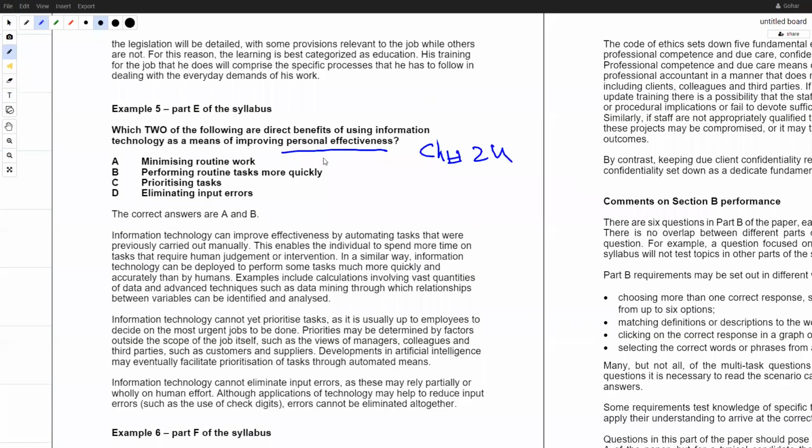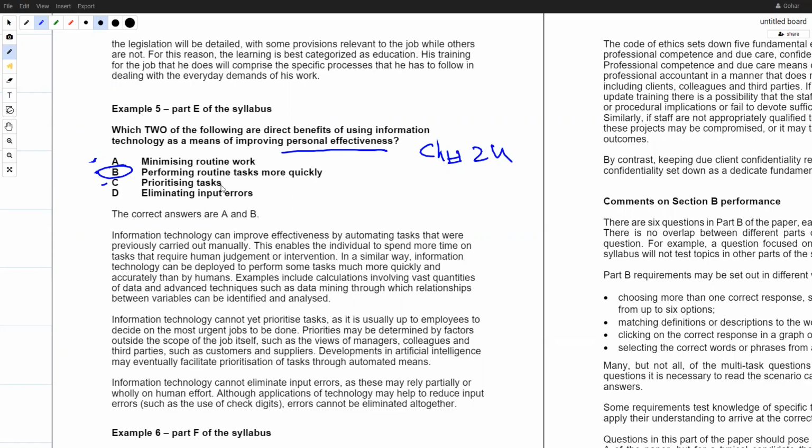So let's see if we have this kind of option available. Which two of the following? Option 1 states minimizing work routine. Let's leave it for now. We are only looking for something that states we can do the task more quickly. Now option B states performing routine tasks more quickly. Yes, this is the correct option, because routine tasks such as using Excel, recording transactions, talking with your customers, video conferencing, emailing, communicating with someone, all this has become really quick to do because of IT, and this has increased our personal effectiveness.